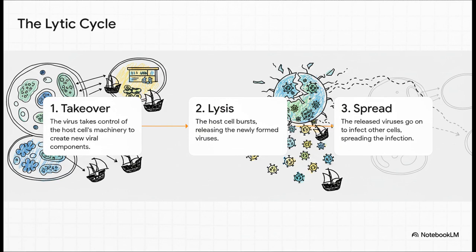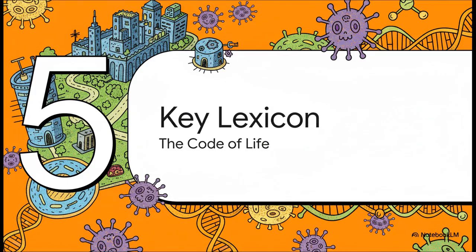It's like a heist. First, the pirate ship latches onto the host cell and injects its treasure map, its genetic code. Then it hijacks the cell's ribosome factories and forces them to build new virus parts. And finally, the cell gets so stuffed with new viruses that it just bursts. It lyses, releasing a whole new fleet of pirates to go and attack other cells. Phew! Okay, we have covered a lot of ground, from these amazing cellular cities to biological pirates.